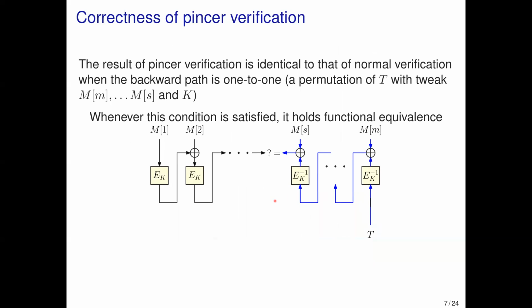To be a bit more formal, the result of a pincer verification is identical to that of normal verification when the backward path is 1-to-1. That is, a permutation of T with a tweak consisting of the latter part of the message blocks here and the key K. Whenever this condition is satisfied, it holds a functional equivalence.